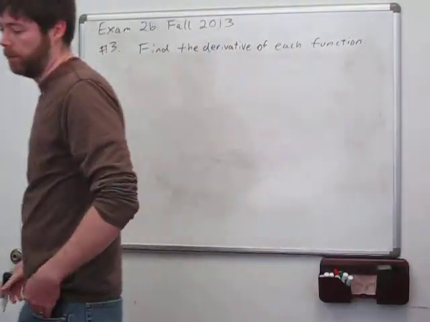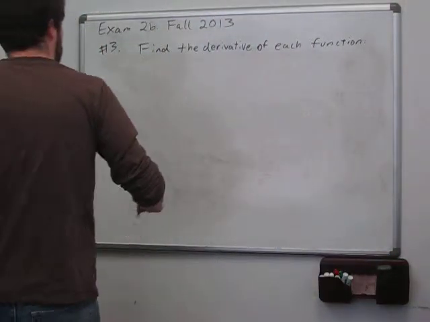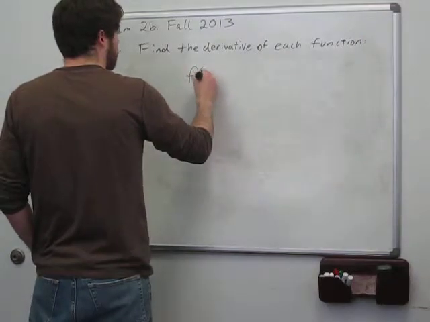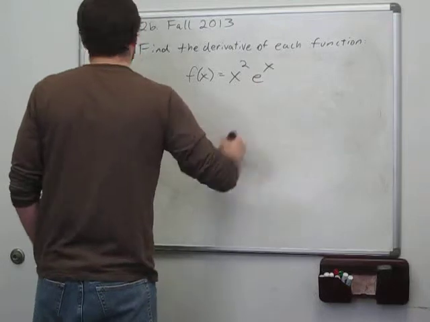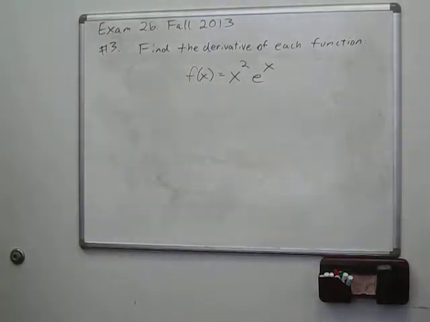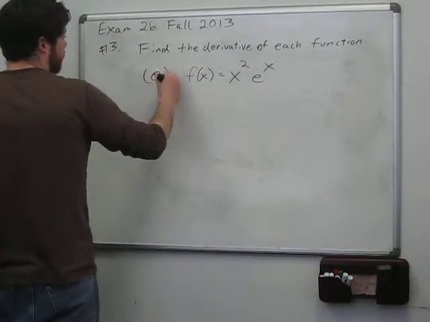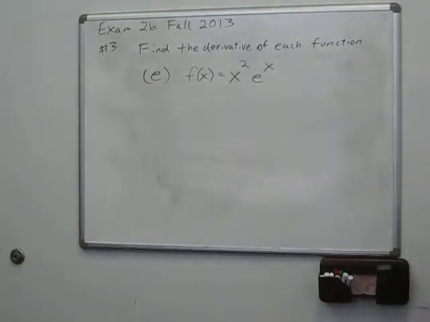Let's take a look at one more. Let's look at f of x equal to x squared times e to the x. And this is part E of this problem.